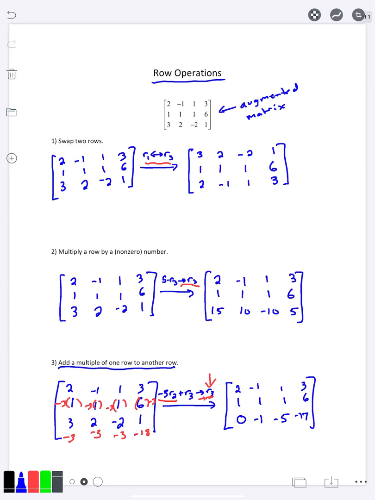So these are the only 3 row operations that we have here. These are the only 3 things that you're going to be allowed to do to a matrix. And these are all we're actually going to need in order to solve these systems of equations.